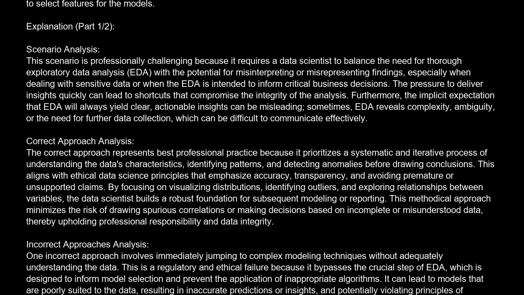Incorrect approaches analysis. One incorrect approach involves immediately jumping to complex modeling techniques without adequately understanding the data. This is a regulatory and ethical failure because it bypasses the crucial step of EDA, which is designed to inform model selection and prevent the application of inappropriate algorithms. It can lead to models that are poorly suited to the data, resulting in inaccurate predictions or insights, and potentially violating principles of responsible AI development by deploying systems that are not well understood or validated.